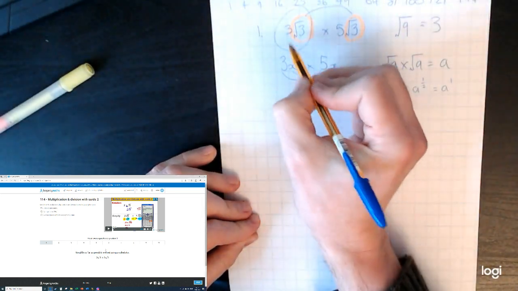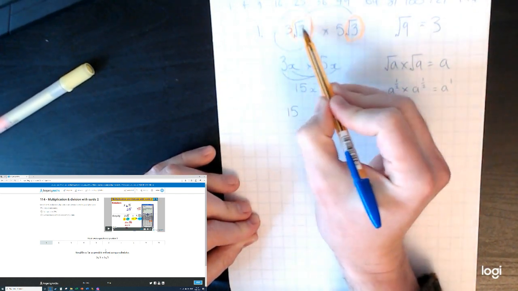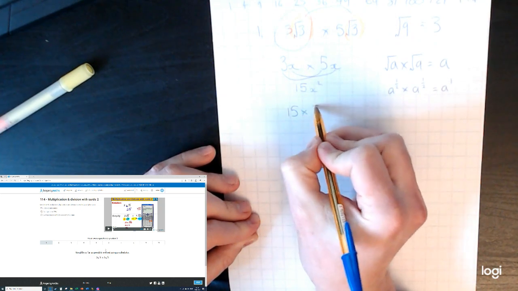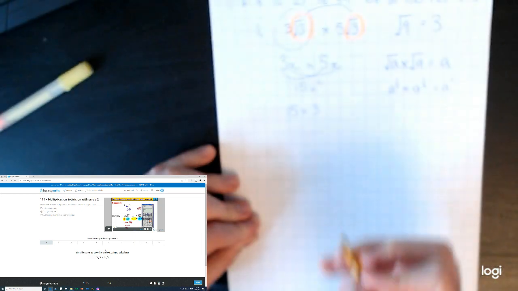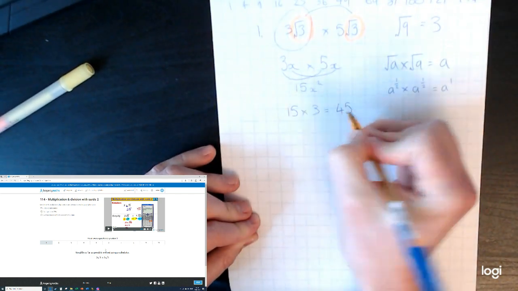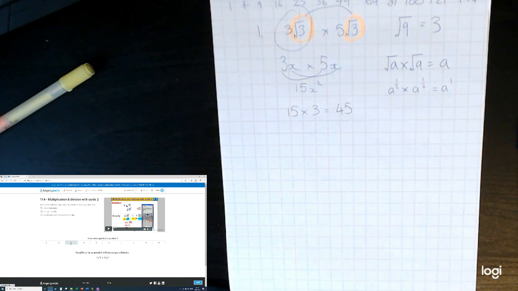So on this one then, going back to actually answering it, we've got 3 times 5, which is 15, and we've got root 3 times root 3, which is just 3. Now, obviously, we're going to tidy that up. We're not going to do all the hard work and then just leave it as 15 times 3. So our answer is 45. Let's have a look back on Hegarty then. Let's move up the difficulty a little bit.